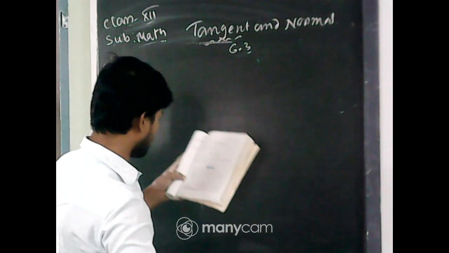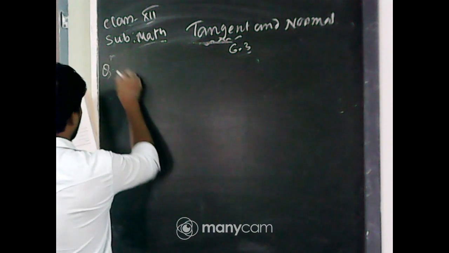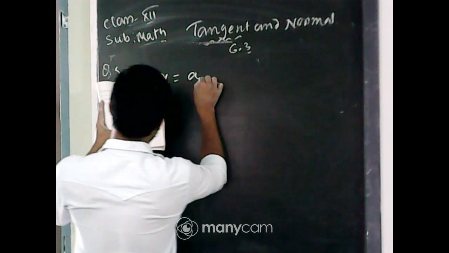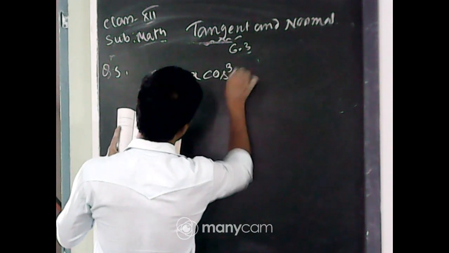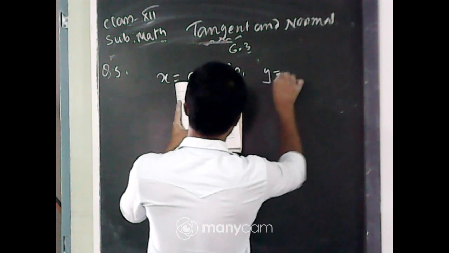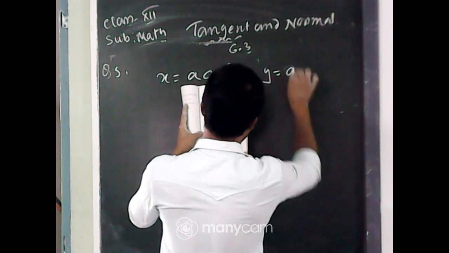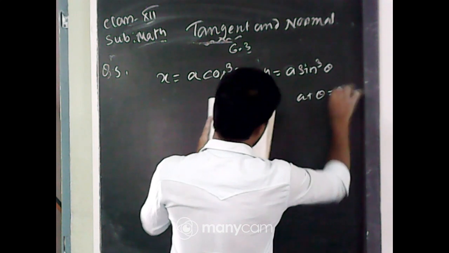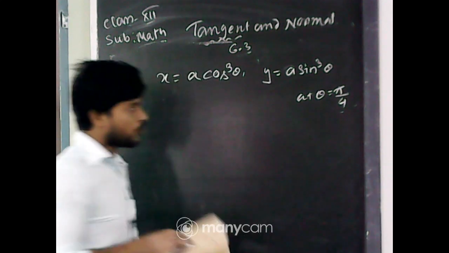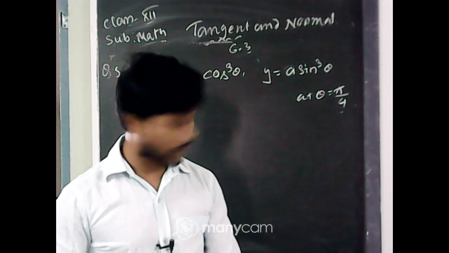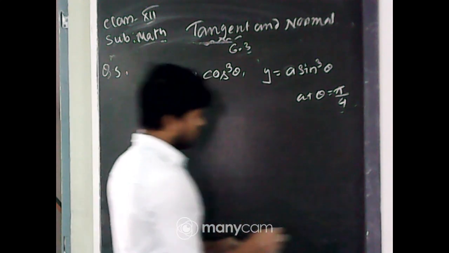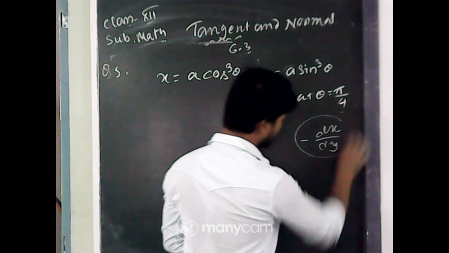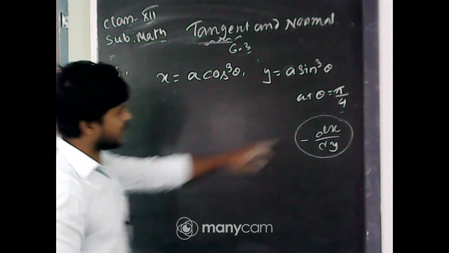Question number 5. Find the slope of the normal. Now we have to find the slope of the normal of the curve x equal to a cos cube theta and y equal to, sorry not b, it's a sin cube theta at theta equal to pi by 4. We have to find the slope of normal, not tangent. We have to find the slope of normal. And slope of normal is given by dx dy. So we have to find the value of dx dy at theta equal to pi by 4.